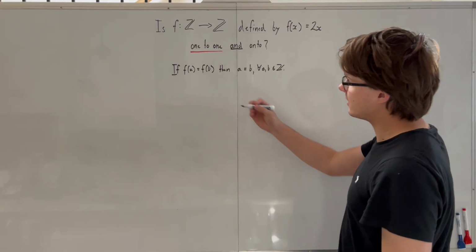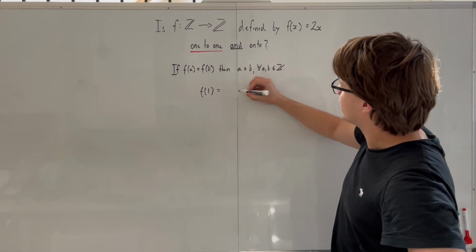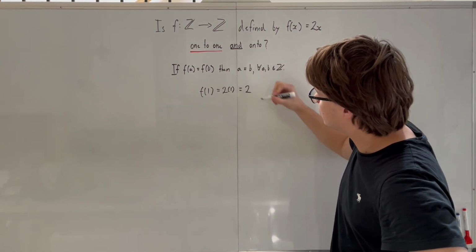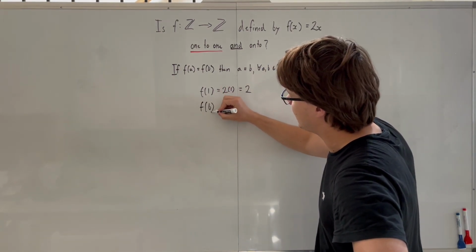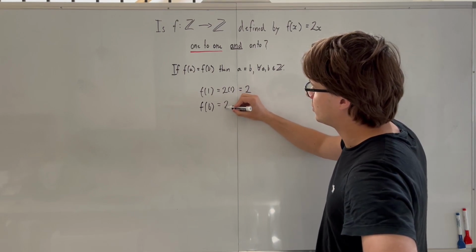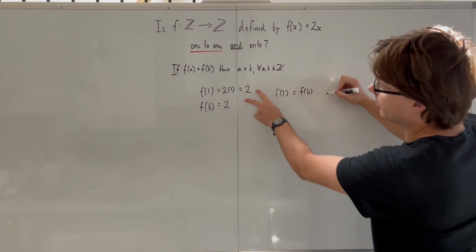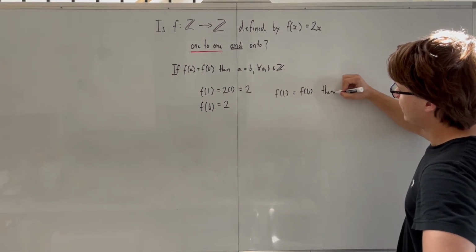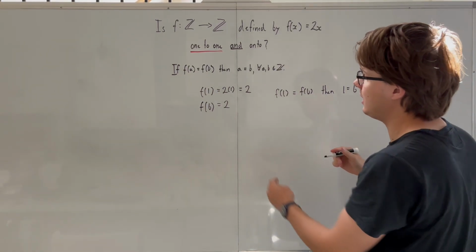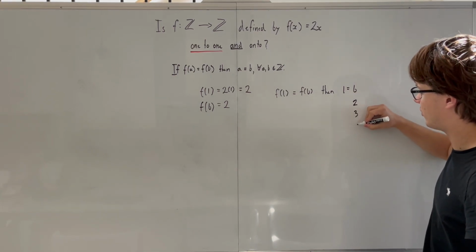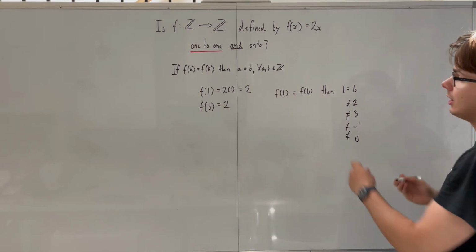So what does this mean? This means that if we plug in, let's say, f of 1, that's going to equal 2 times 1, which is equal to 2. If we have some other integer, like let's say b, and f of b is also equal to 2, since f of 1 is the same as f of b, since they're both equal to 2, then it must be that 1 is equal to b. We're saying there's no other possibility. b cannot be something like 2 or 3 or -1 or 0, because none of those are going to be equal to 1. So that's what this is saying.